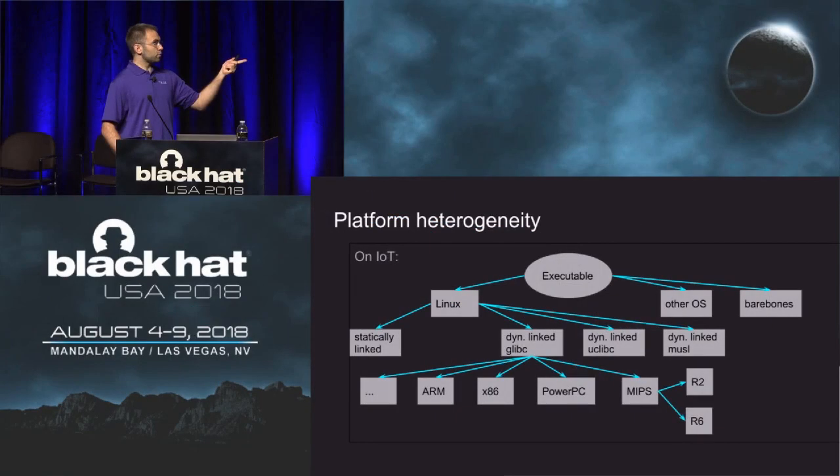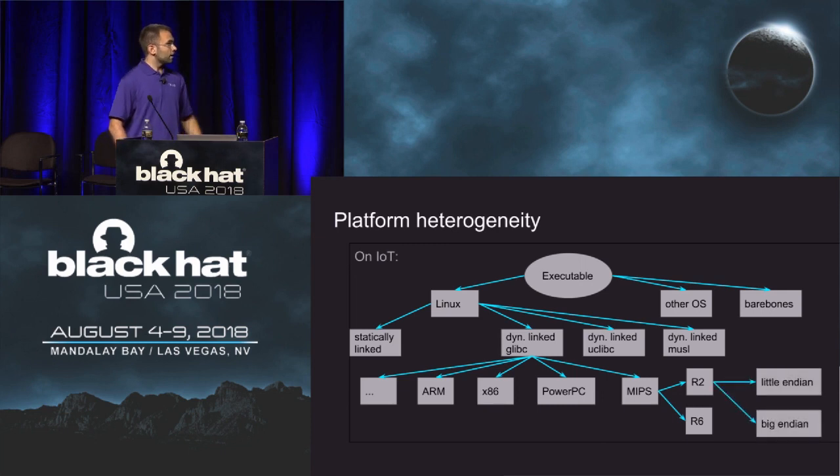And inside one of those architectures, you can have MIPS revision 2 and revision 6, which are mutually incompatible. So again, you need one image per revision. And you cannot run a binary for one revision on the other. And because this is not enough, there's also endianness. So the binary can be little endian or big endian. And you need, again, a new image for both of them.